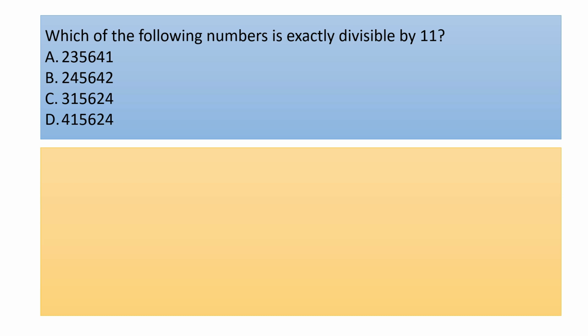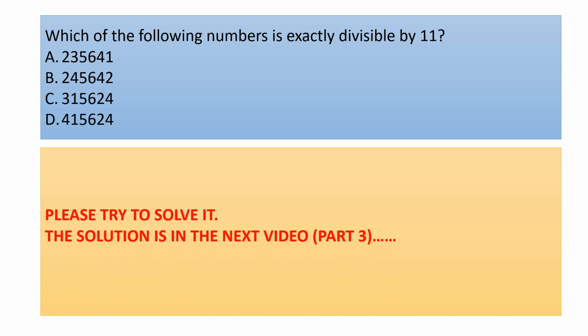And the first problem is, which of the following numbers is exactly divisible by 11? So they have given 4 options. Out of these 4 options, you have to find the number which is exactly divisible by 11. Just think about the divisibility by 11 rule and try to solve it.